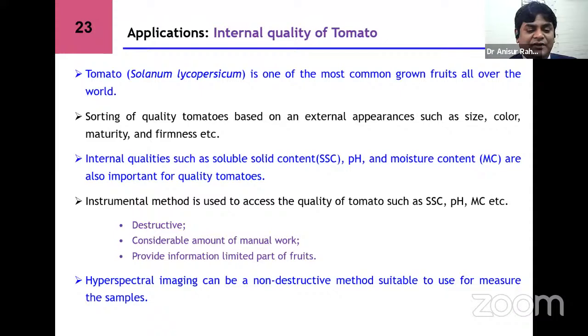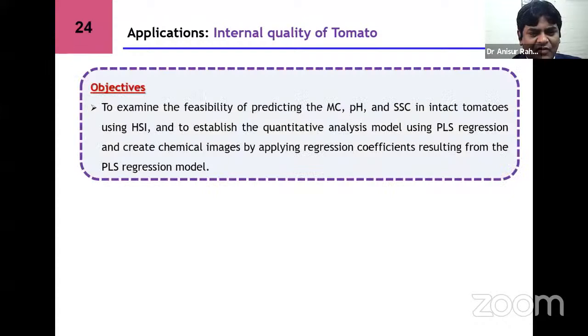So in this study, my objective was to predict the moisture content, pH, and soluble solid content of intact tomato using a hyperspectral imaging system, and to establish a quantitative analysis model using PLS regression and create a chemical image by applying the regression coefficients resulting from the PLS regression model. First, I want to predict the moisture content, pH and SSC, then I want to make the chemical image for this. Okay, let's see.